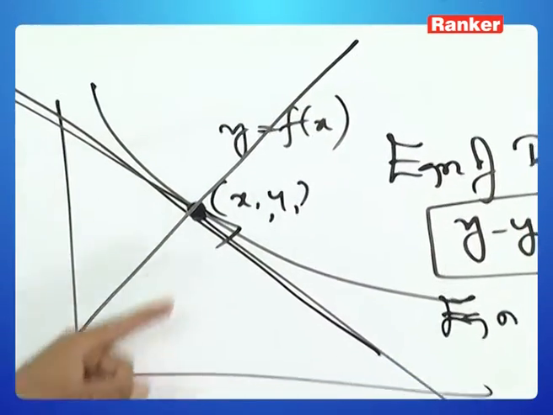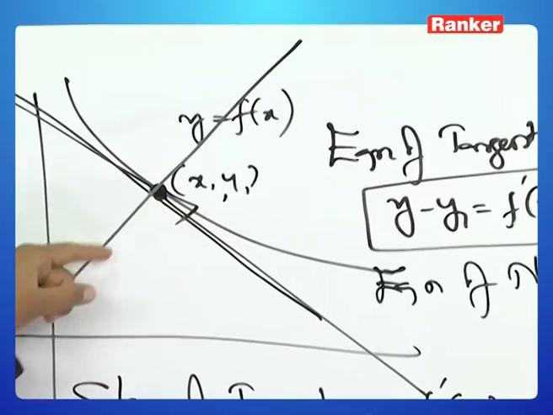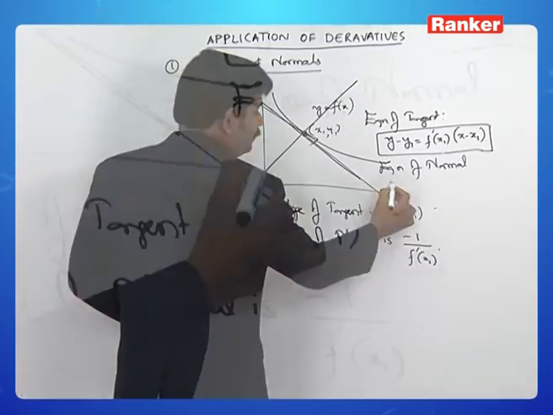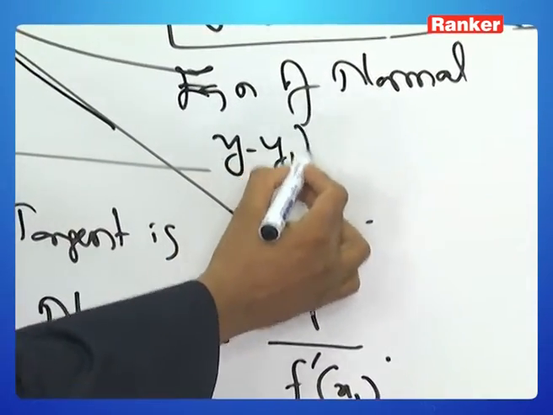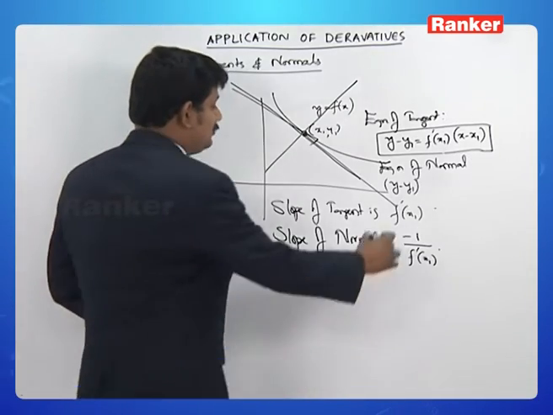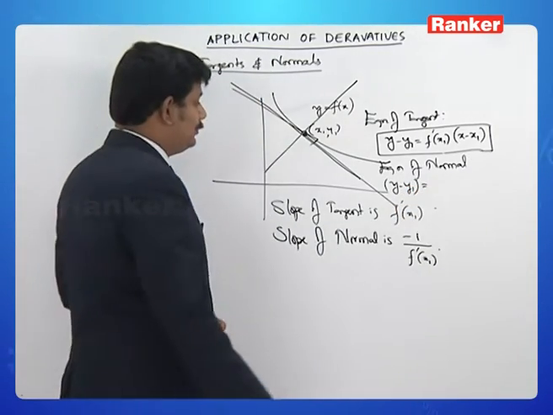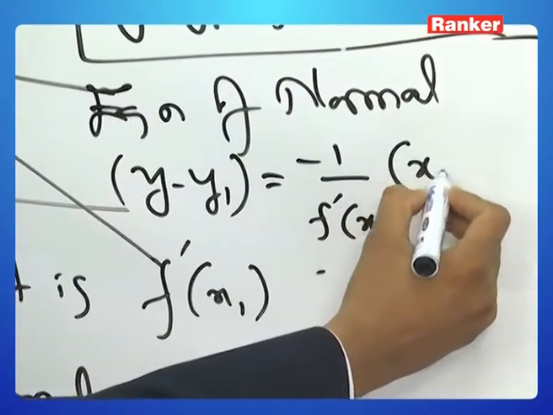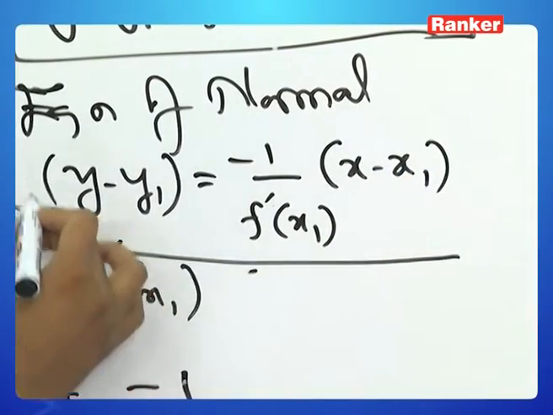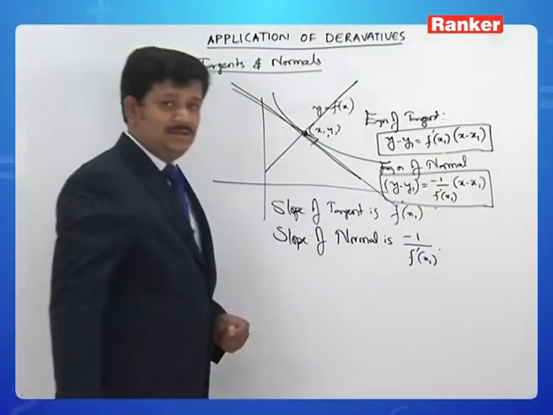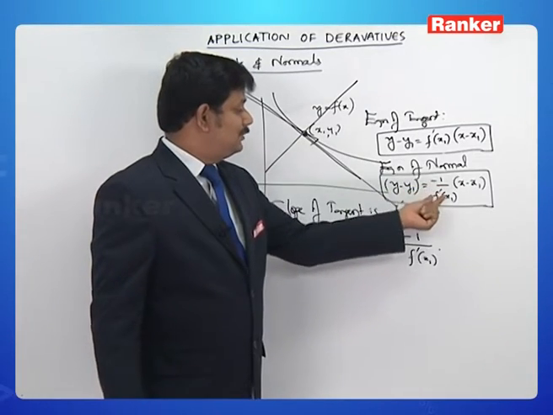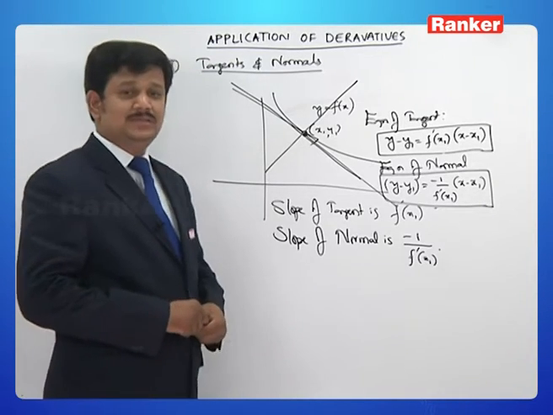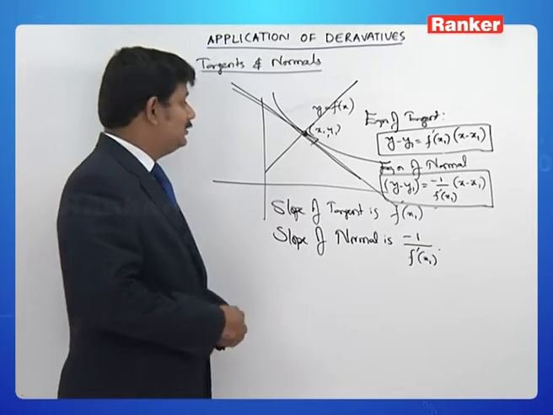Normal is a line passing through the point of contact and perpendicular to the tangent. So, equation of the normal would be, again using slope point form, because it passes through x1 comma y1, y minus y1 is equal to m, which is slope of the normal, minus 1 by f dash of x1, into x minus x1. So, equation of normal is given by y minus y1 is equal to minus 1 by f dash of x1 into x minus x1. So, this is how we find equation of tangent and equation of normal at any point on a curve which is differentiable.